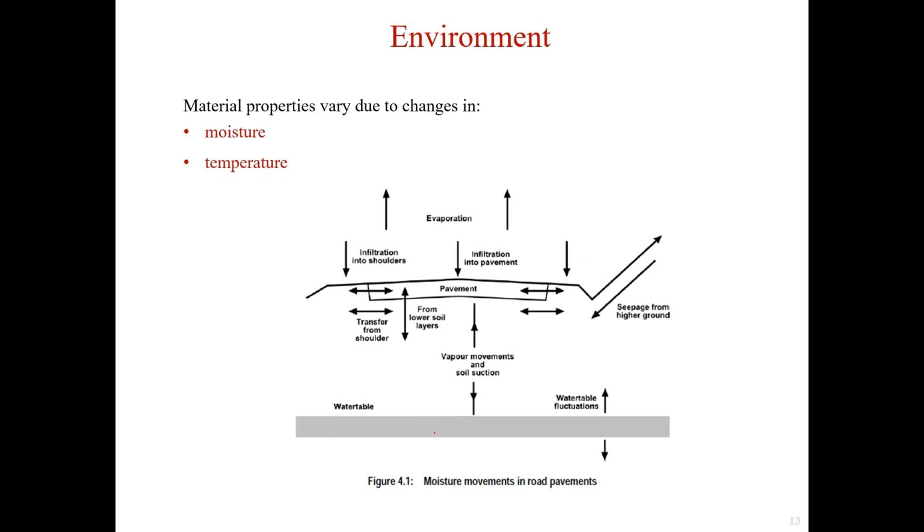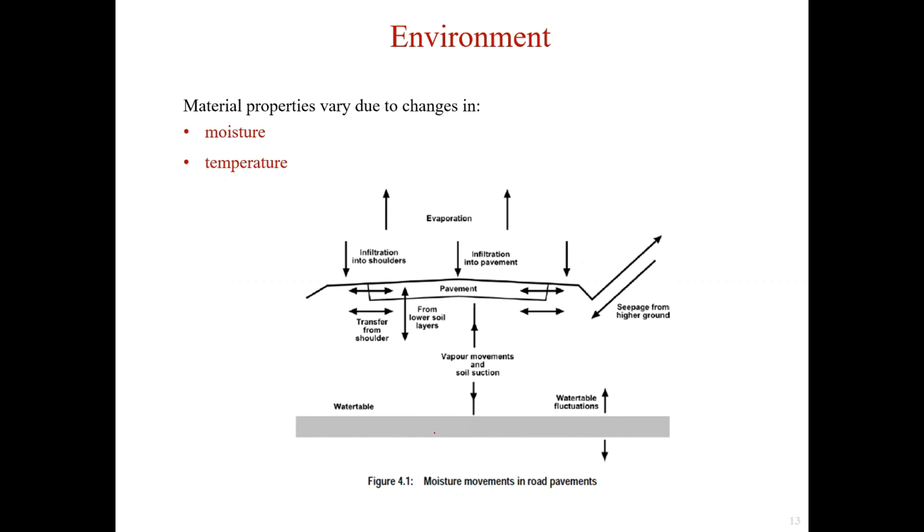There might be moisture infiltration through the surface, or it might be coming through infiltrating the shoulders and then into the pavement. It could be coming from the water table underneath. So there are many factors that are affecting the operating moisture content and that need to be considered when the designer is selecting the subgrade strength to use in the design.